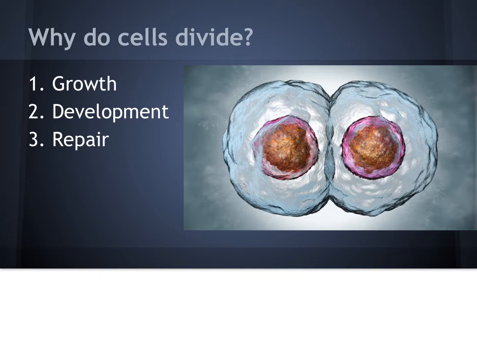Development, so when you started out as a single egg and sperm cell joined, you had to develop from there and keep dividing those cells for that to get bigger. And then also repair. So when you cut your skin, you need to grow skin cells back in order for that to repair itself. So we need cell division in order for that to happen.